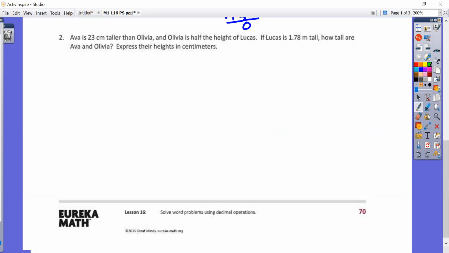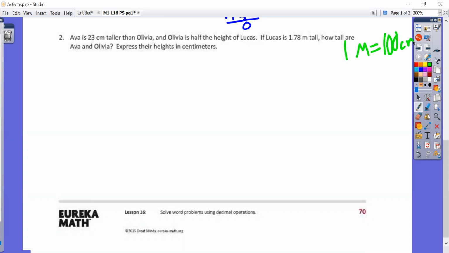So Ava is 23 centimeters taller than Olivia. And Olivia is half the height of Lucas. If Lucas is 1.78 meters tall, how tall are Ava and Olivia? Express their heights in centimeters. So remember, we got to remember that 1 meter equals 100 centimeters. So that's just something that we have to remember so that we can solve questions like this.